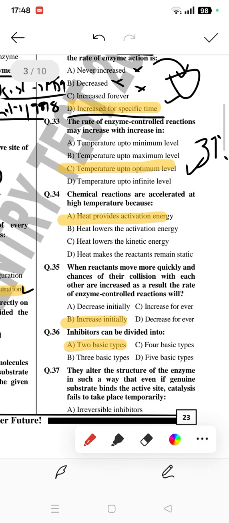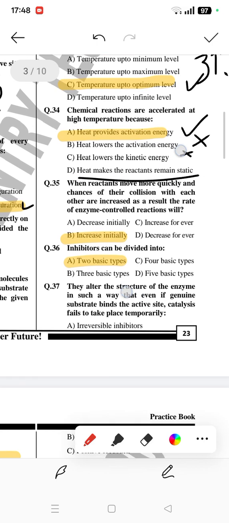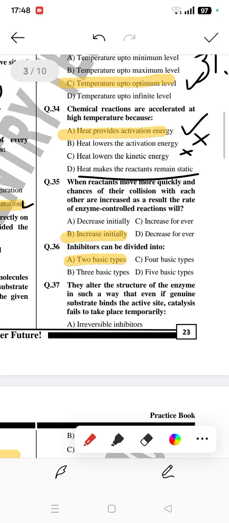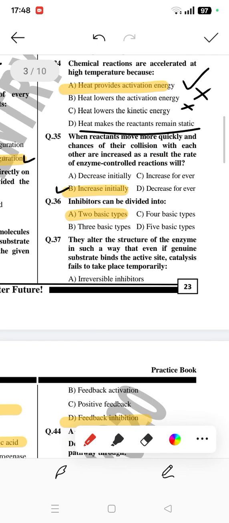Chemical reactions are accelerated at high temperature because heat provides the activation energy. It's not that heat lowers the activation energy or lowers the kinetic energy; heat provides activation energy to speed up the reaction. The reactants move more quickly and the chance of their collision with each other increases. Inhibitors can be divided into two basic types, okay.